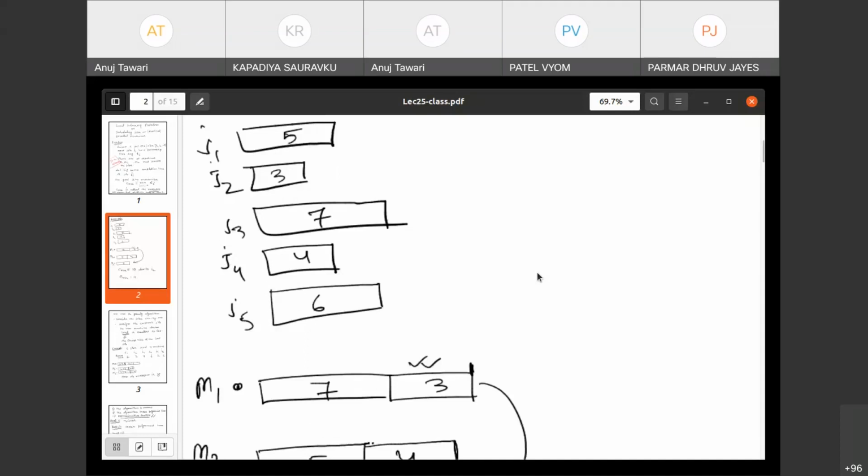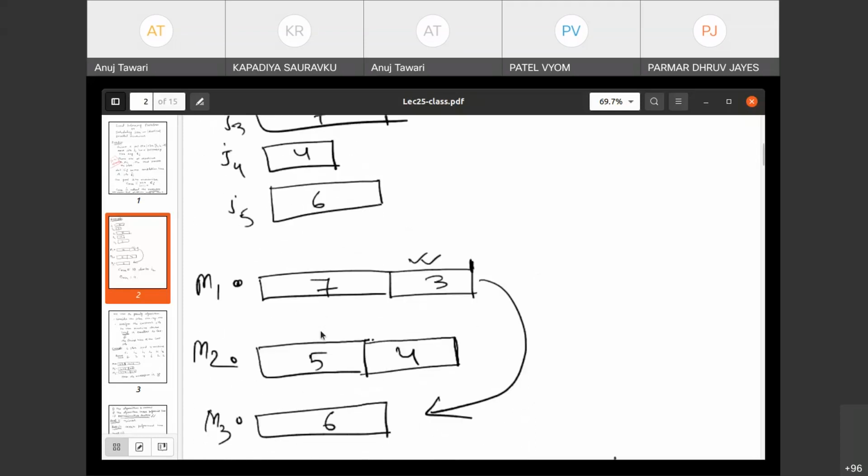So let's see what we can do here. The first job you can put anywhere you want. It really doesn't matter where you put it. But the main decision we want to make here is that let's say we have allocated some jobs on some machines. How do we decide where the next job goes? So that is the main decision. Which machine should it go to? M1, M2, or M3?